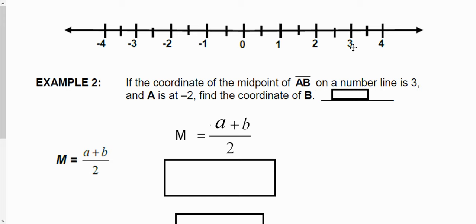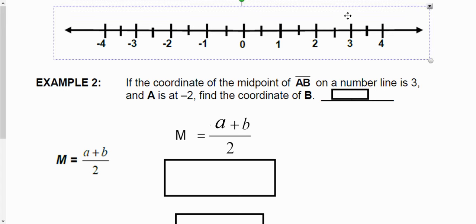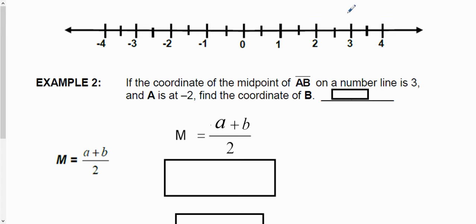So 3 here is the midpoint. I'm going to put an M there. Alright. Here's M for midpoint. Not a very good M. And A is at -2. So over here at -2 is one of my endpoints, A. They want to find B. So if A is here and we go over to the midpoint here, the other endpoint is over here somewhere.